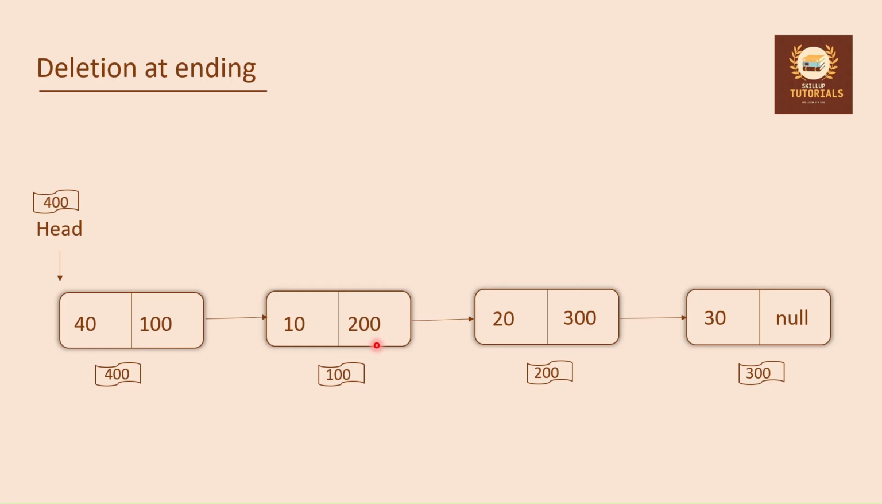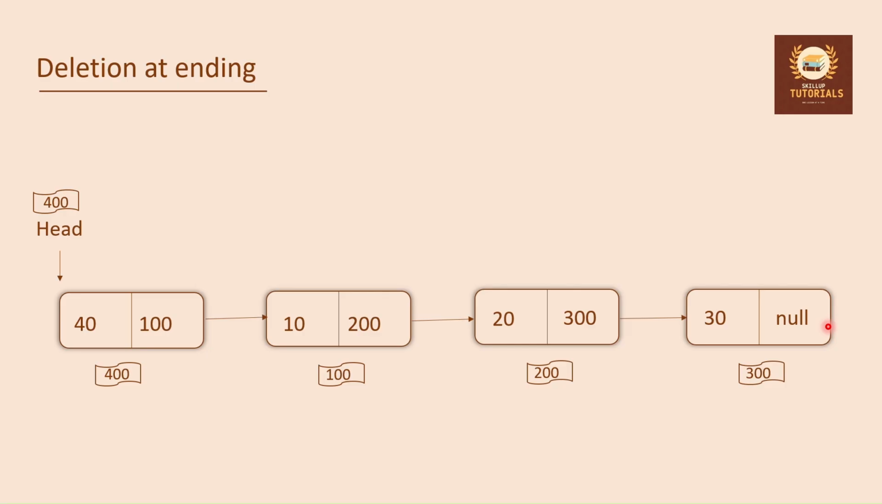So next, now let's move to the next one. Temp becomes 100. We will check temp dot next 200, dot next 300. We'll check this if it is null or not. It is not null. Now let's move to the next node. Temp becomes 200. 200 dot next, 300. 300 dot next, null. We are not moving to this node. We are staying at this node only, but we are checking dot next dot next. 300 dot next means null.